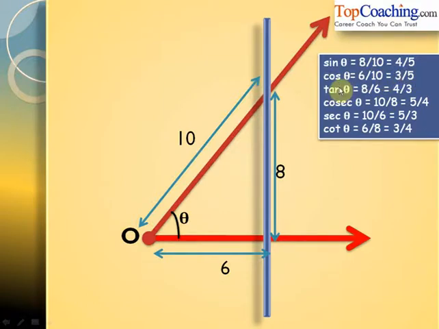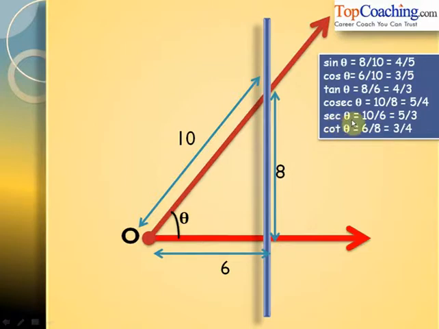Similarly, tan of theta would be equal to height upon base. Height is 8 units and base is 6 units, so this would be equal to 8 by 6, but this is also equal to 4 by 3. Cosec theta would be equal to 10 by 8, as this is equal to hypotenuse divided by height, and so 10 by 8 is also equal to 5 by 4. So we write cosec theta equal to 5 by 4.